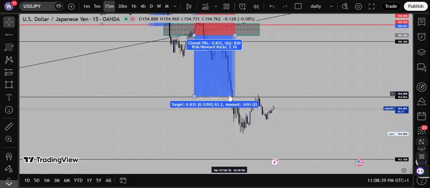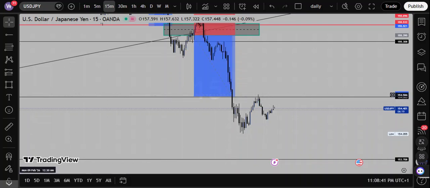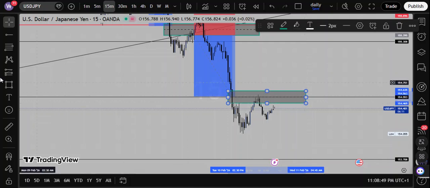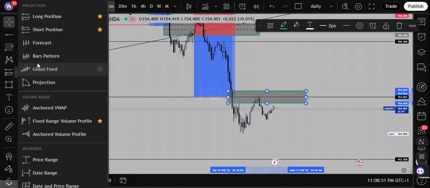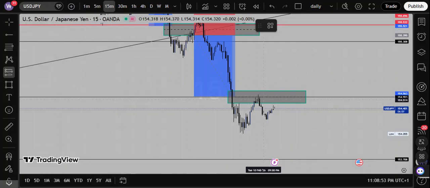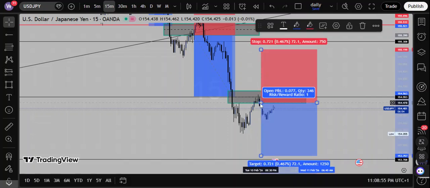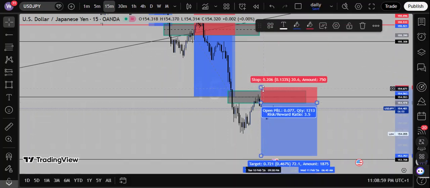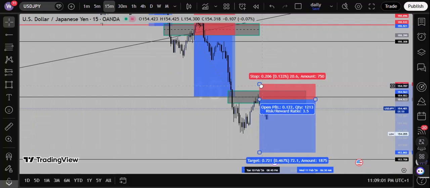Price broke through this liquidity area right here. So we want to mark it with a fair value gap, right? So we want to mark that zone out, and your entries will be right here. So we are looking for short opportunities. So your stop loss just a little bit above that zone, giving price enough room to breathe.